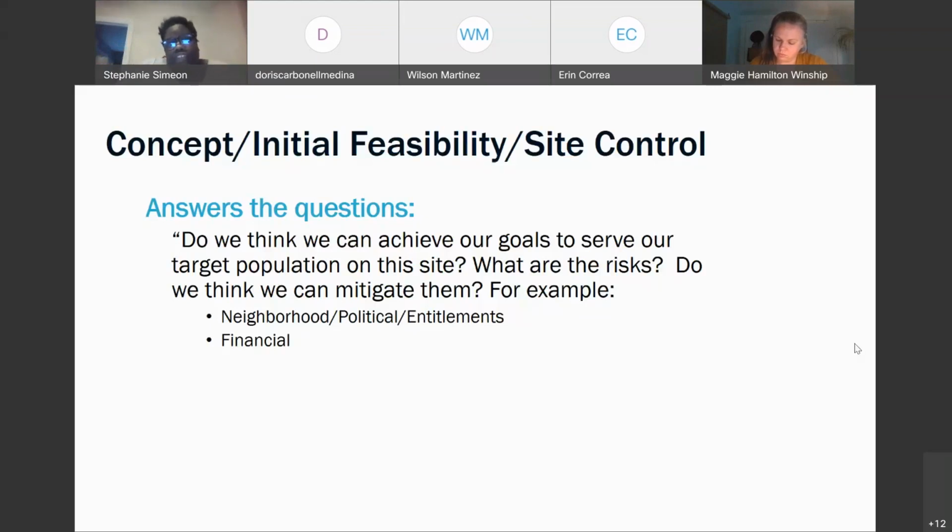No good deed goes unpunished, right? So you get these properties and then you get in them and it costs you more to secure them than you have in your budget. So you really need to think about, be able to answer these questions. Remember, this whole session today is about feasible. Is the site feasible to meet our need?